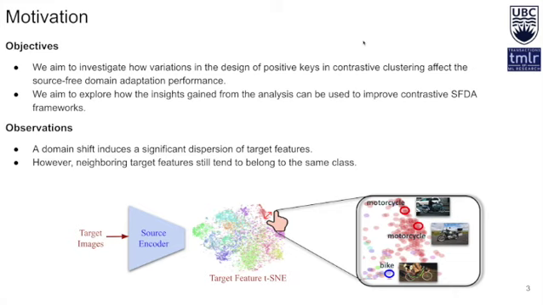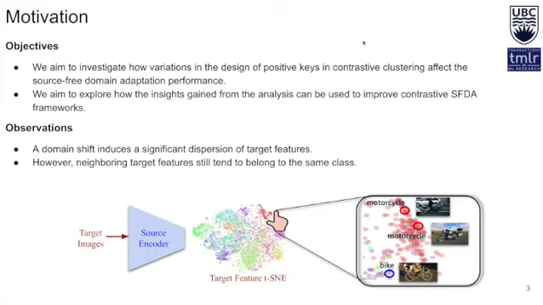First, we introduce the objective of our research. We aim to conduct theoretical analysis to investigate how variations in the design of positive keys in contrastive clustering can affect the performance of source-free domain adaptation. Then, based on the insights we gathered from the theoretical analysis, we come up with a simple technique called source-informed latent augmented neighborhood to enhance the existing contrastive framework.